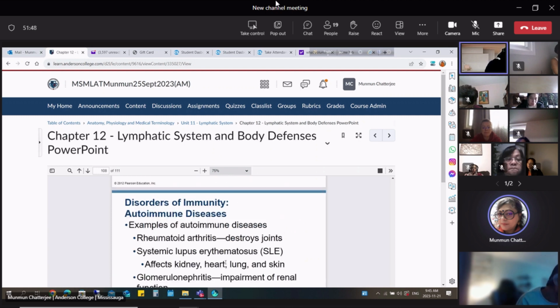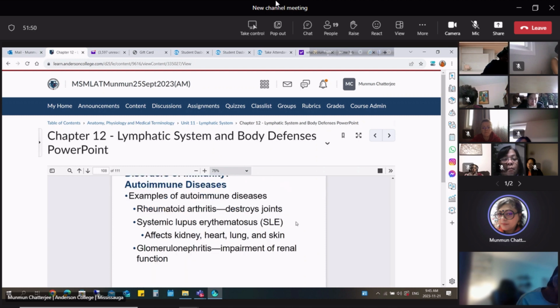Examples continued. Each one of these autoimmune diseases is very important. Anyone can come in questions. Rheumatoid arthritis, we already discussed, it destroys the joints. What is systemic lupus erythematosus? It is called SLE. Systemic lupus erythematosus. It's a long word. Break it and you can pronounce it.